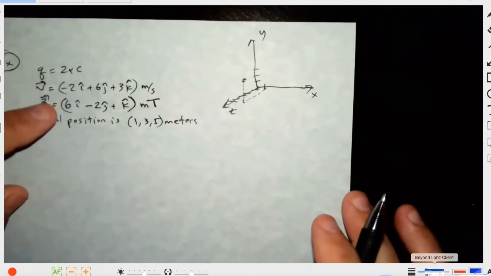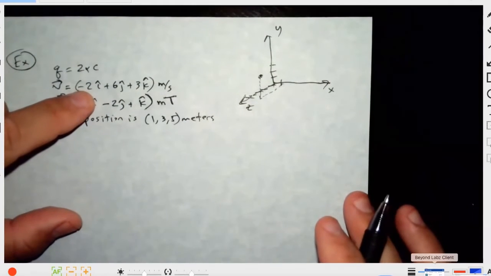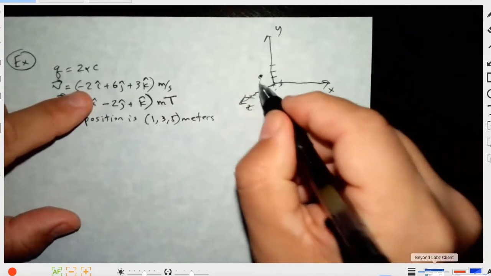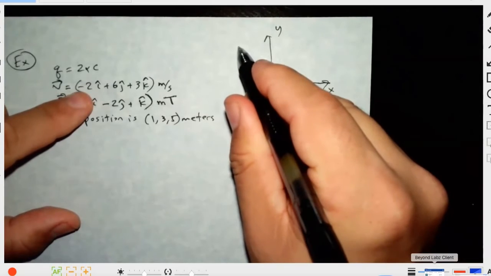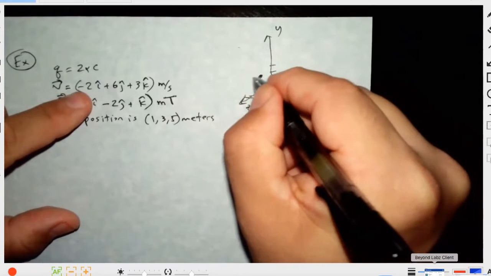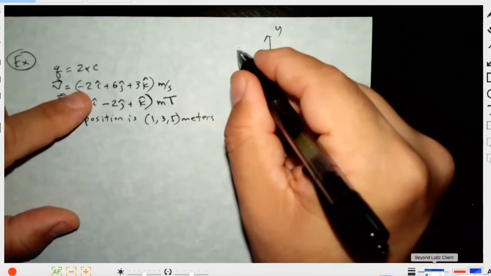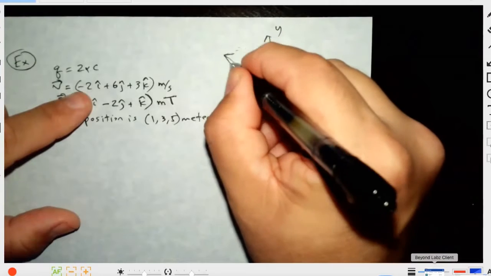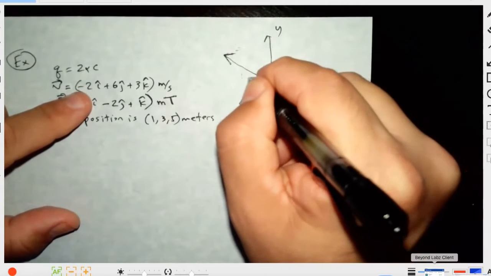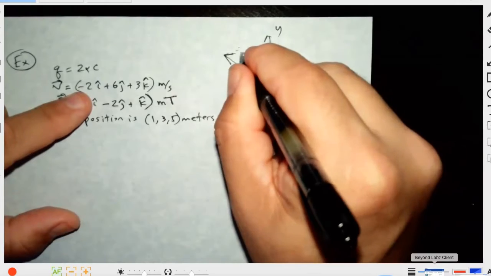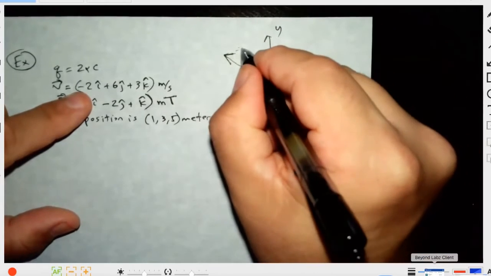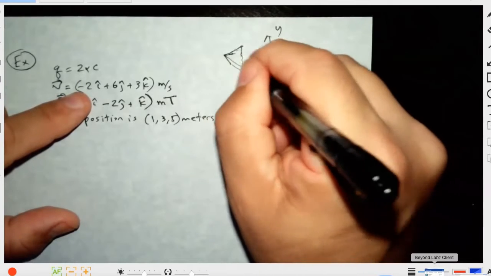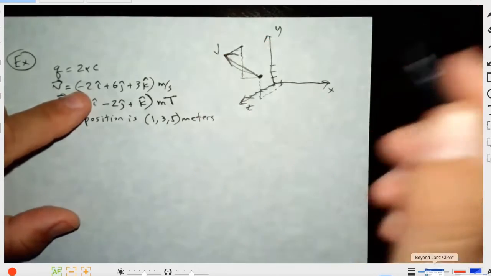And then the velocity of the charge is -2, so that means it's going to the left in the x direction. -2, 6, and then 3 this way. So it's kind of like this. So it's going to the left, up, and out of the board at some random velocity.